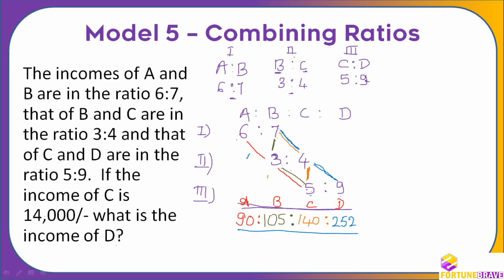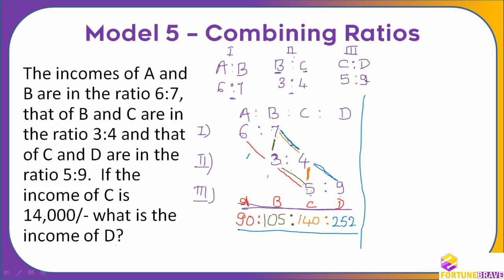So once again, to get A, I multiplied 6 into 3 into 5, see this red line. To get B, I multiplied 7 into 3 into 5, this green color pen. To get C, I multiplied 7 into 4 into 5, which is your dark yellow pen. And to get D, I multiplied 7 into 4 into 9, which is your blue color pen. Once you understand this, then you will be able to solve this question very, very fast. Okay, right. So I will solve the remaining one here.